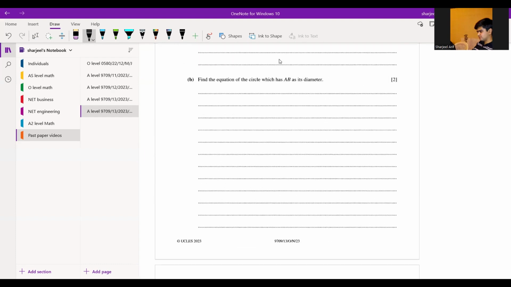This is A, this is B. If it's a diameter, the midpoint will be the coordinates of the center. So its midpoint will be equal to (0 + 0)/2 and (5 + √31 + 5 - √31)/2. Cancel these two. So the answer will be (0, 5).